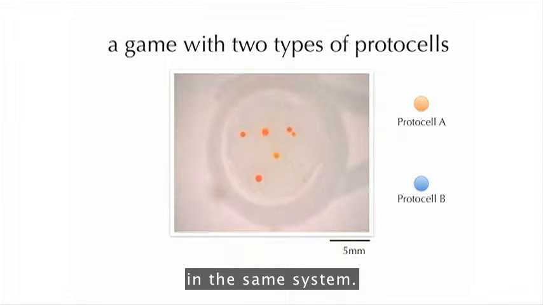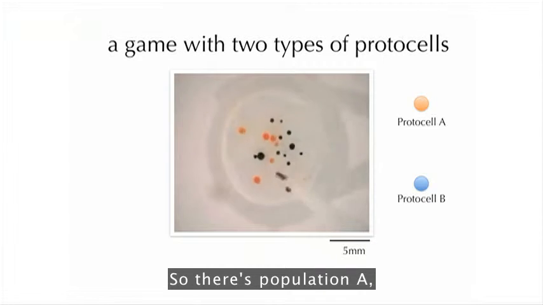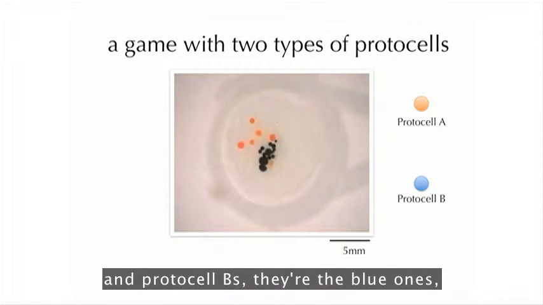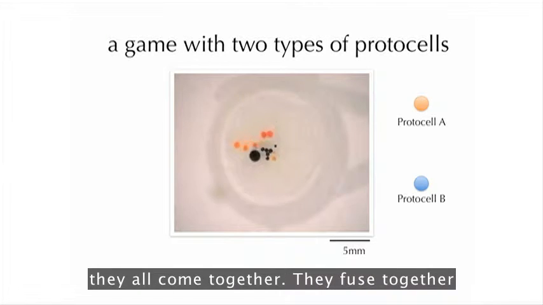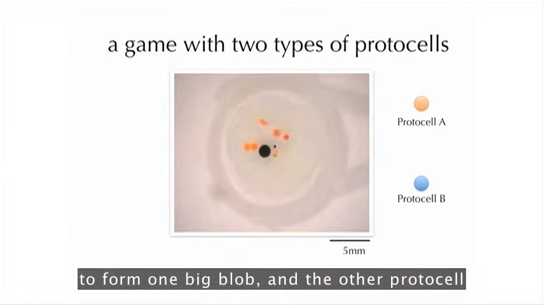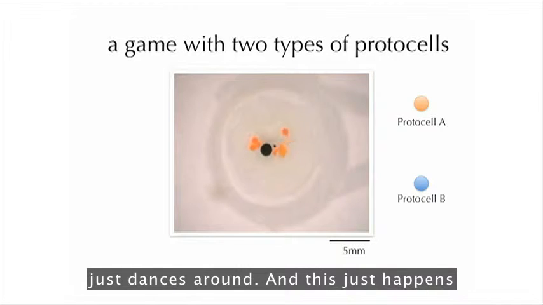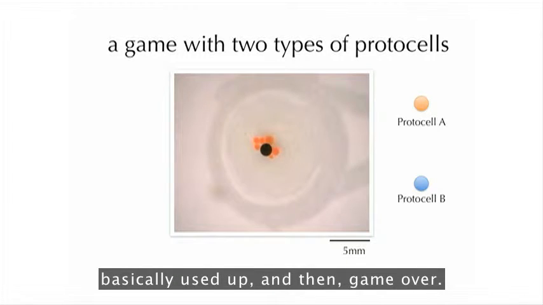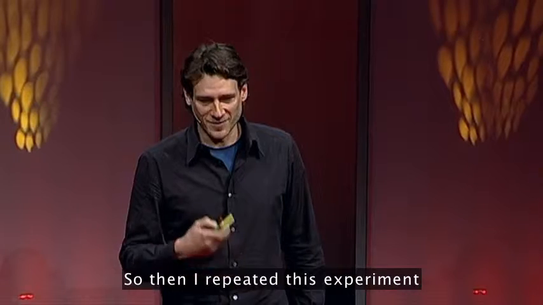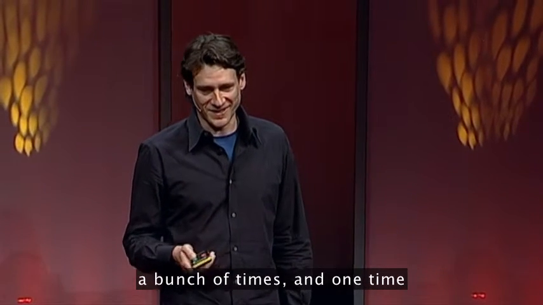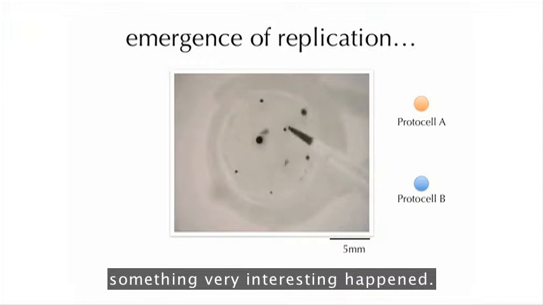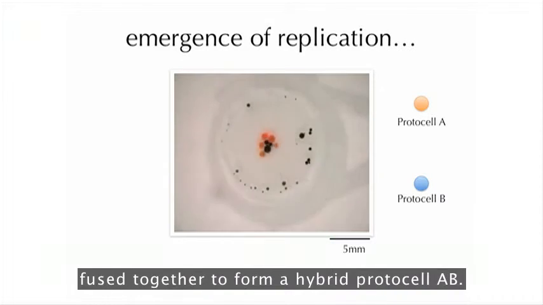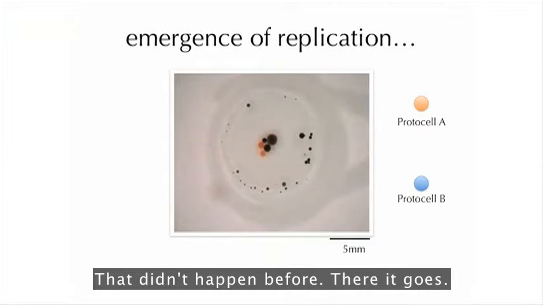And we just put these 2 together in the same system. So there's population A, there's population B, and then we activate the system. And protocell B's, the blue ones, all come together and fuse to form one big blob, and the other protocell just dances around, and this just happens until all of the energy in the system is basically used up, and then game over. So then I repeated this experiment a bunch of times, and one time something very interesting happened. I added these protocells together into the system, and protocell A and protocell B fused together to form a hybrid protocell AB. That didn't happen before.